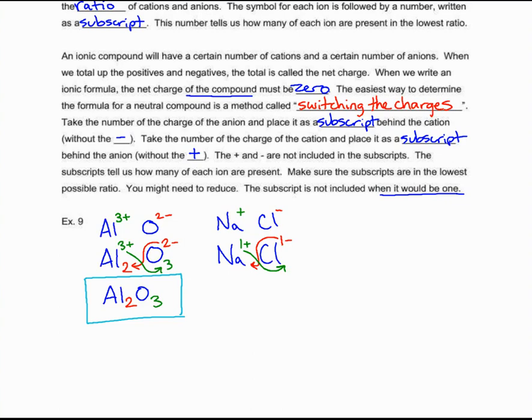And the way it would look is Na1Cl1, but the subscript is not included when it would be 1. And so our final chemical formula for sodium chloride would be this, NaCl. So the 1s are implied, the charges are completely gone. They're not written here at all. And this is our formula.